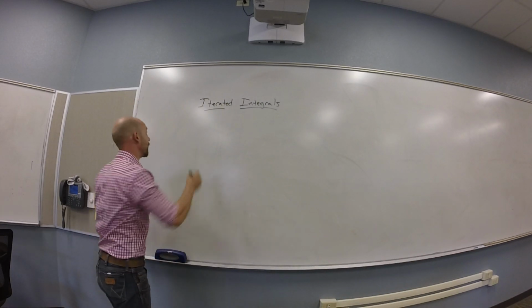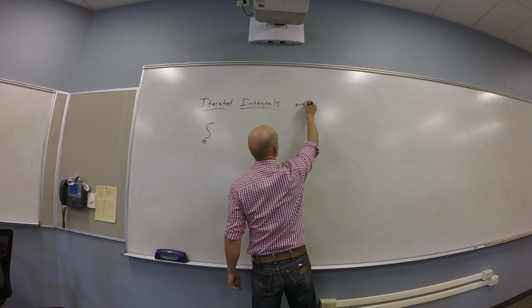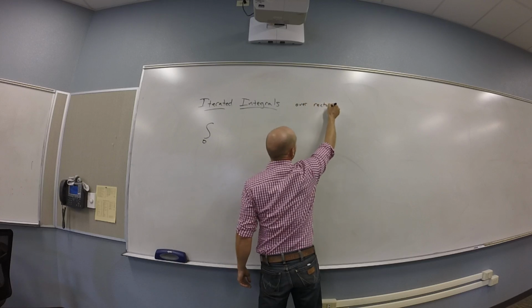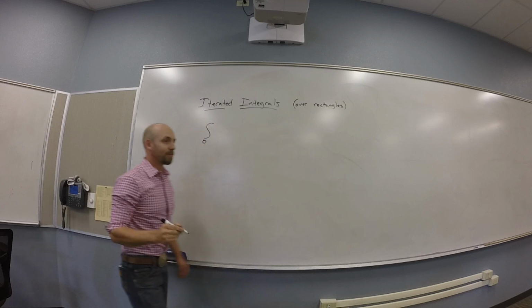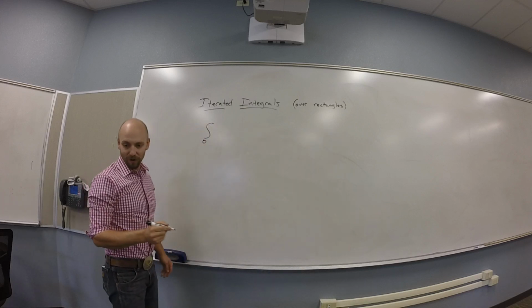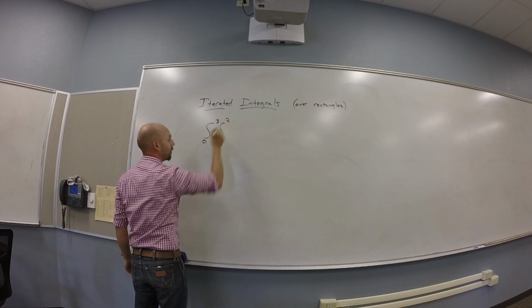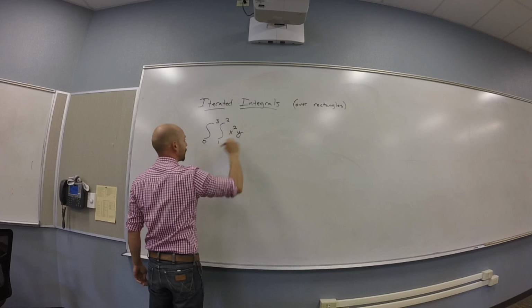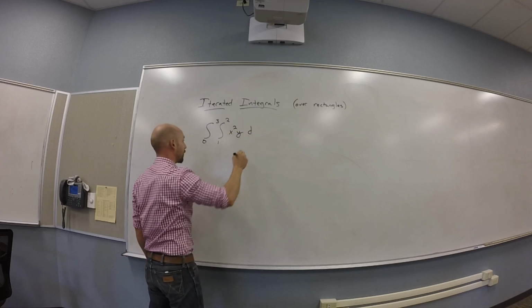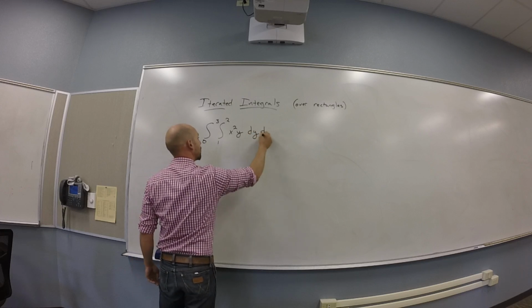Okay, so I'm going to give you guys iterated integrals over rectangles. And I'm just going to do this by example because I claim you know how to do this already. So we're going to integrate from 0 to 3, and we're going to integrate from 1 to 2. Our function for this example is going to be x squared y, and we're going to do dy dx.